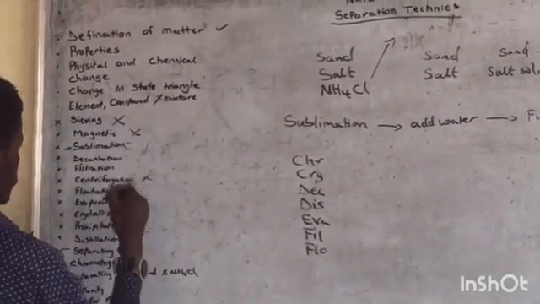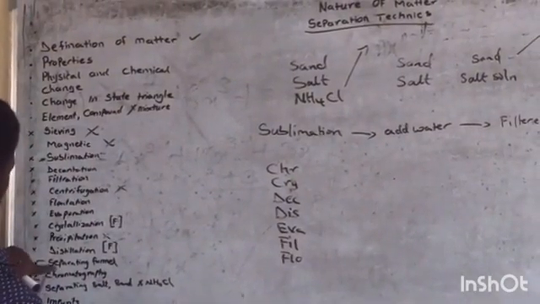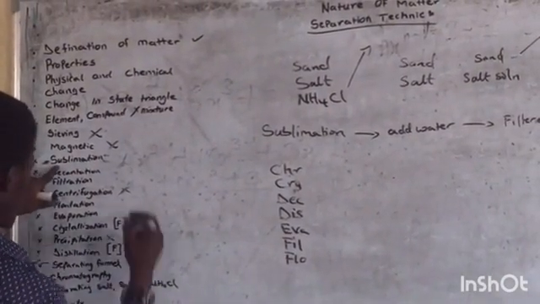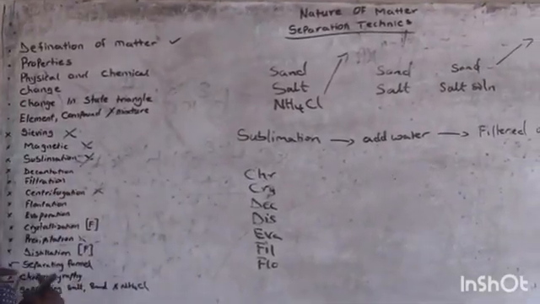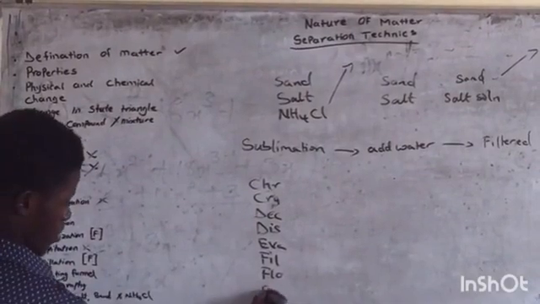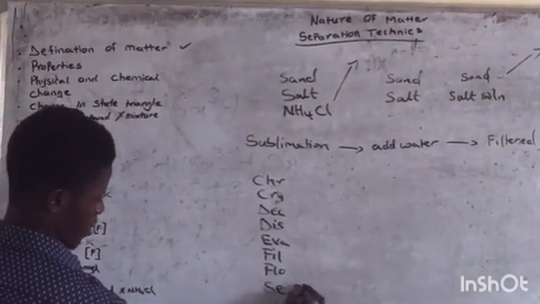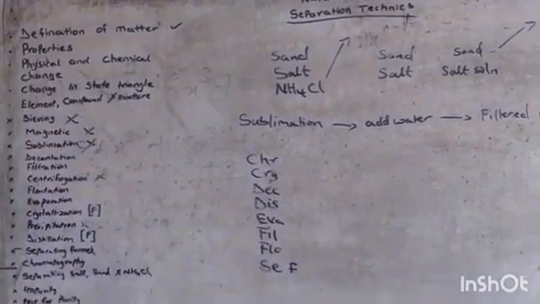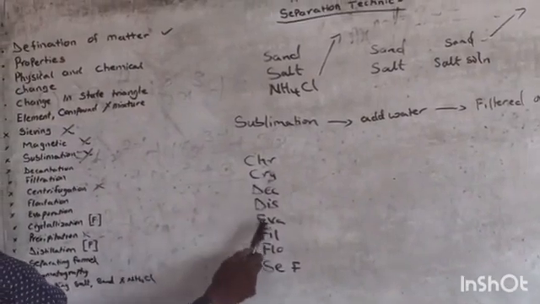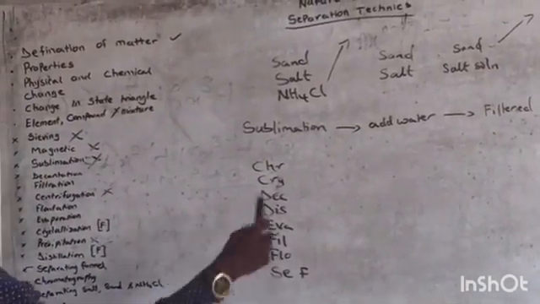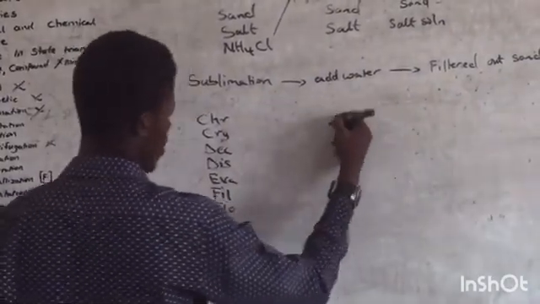I'm not putting sieving because sieving is easy for everybody. Sublimation is also easy because it's just sublime. I'm not using it. So, separating funnel. Let's put it like this. Anything I forget? 1, 2, 3, 4, 5, 6, 7, 8. If I forget anything, I will bring it out with the mnemonic.